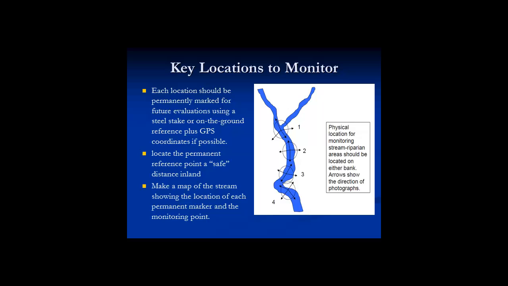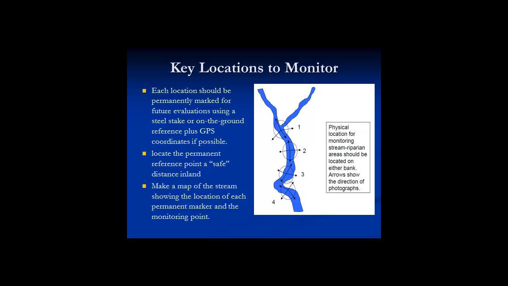Each of these locations should be permanently marked so you can remember and find that location and go right back to where you were kind of standing to take those pictures in the future. You can do this by putting in a steel stake, or a lot of people, even on your phones anymore with the mapping systems, you can set a pin and get your GPS locations and keep that information on coordinates if possible. Locate that reference point at a safe distance inland.